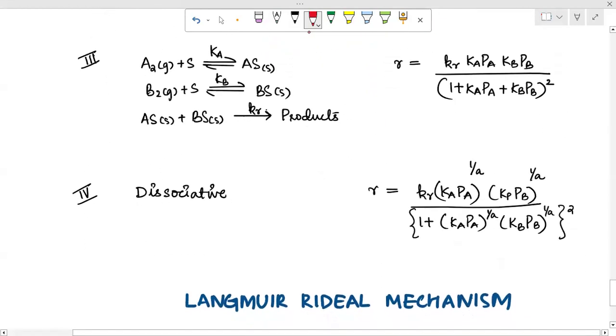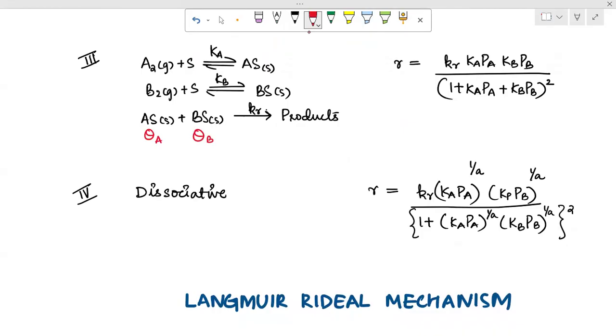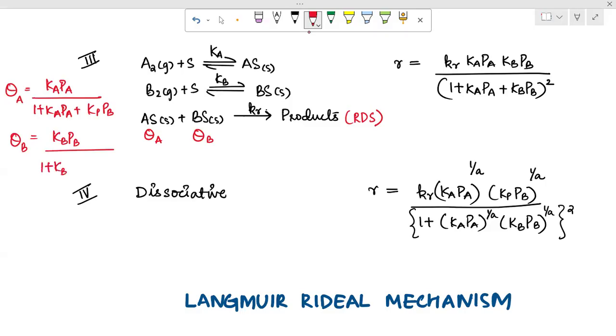Third case is where you have both of these. Okay? That means this is theta A and this is theta B. Both of them are required for the product formation. Okay? So what is theta A equal to? Theta A is equal to Ka Pa by 1 plus Ka Pa plus Kb Pb. And what is theta B equal to? That is equal to Kb Pb divided by 1 plus Kb Pb plus Ka Pa. When you finally put in the equations, you will get it like this. You get a square over here.